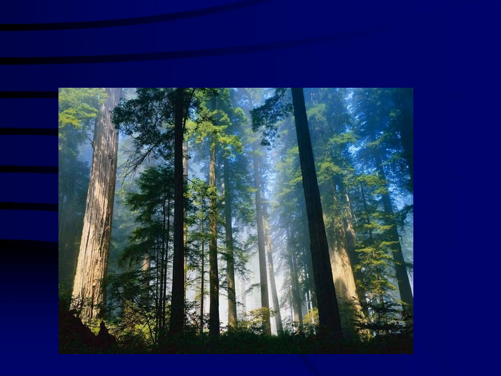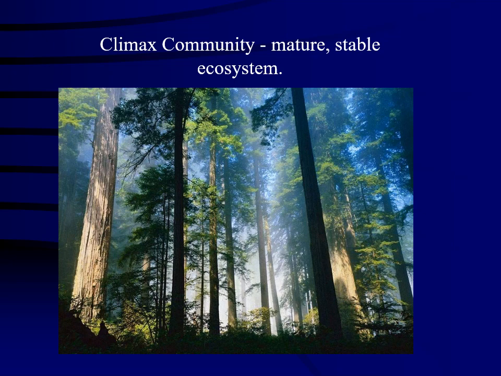And eventually, both primary and secondary succession lead to a climax community. In this case, the California redwoods, that I have borrowed a picture from the internet for. These are mature, stable ecosystems that are able to thrive through normal processes and will stay that way unless acted upon by a natural disaster or an outside force such as humans.